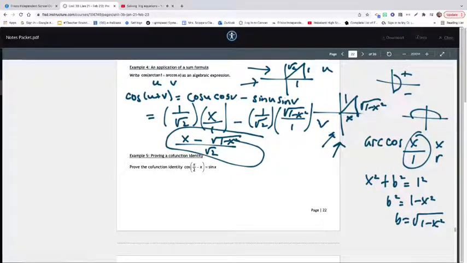All right, on the next one, they want me to prove the cofunction identity. So using our sum and difference rules, we already have this formula on our formula sheet, knowing the cofunction rules, but we're going to prove it. So I'm going to use cosine of U minus V. I'm going to write it down here just to remind us.